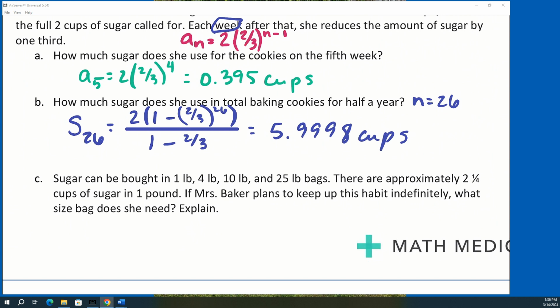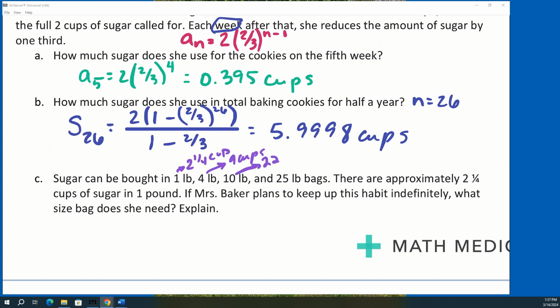Okay, so sugar can be bought in 1 pound, 4 pound, 10 pound, and 25 pound bags. There are approximately 2 1/4 cups of sugar per pound. If Miss Baker plans to keep up this habit indefinitely, what size bag does she need? Yeah, she's doing it indefinitely. So a 1 pound bag has 2.25 cups. And then if you take 4 and multiply it by how many cups in a pound, that's going to be 9 cups.